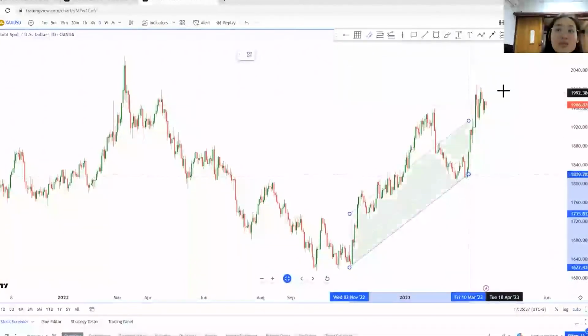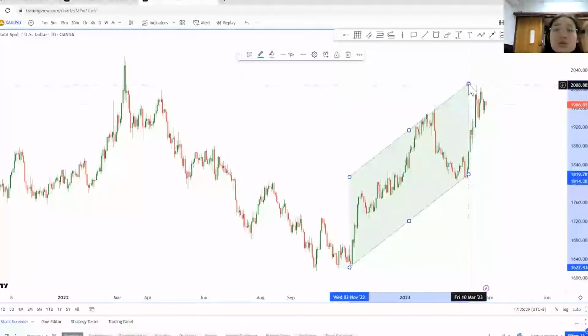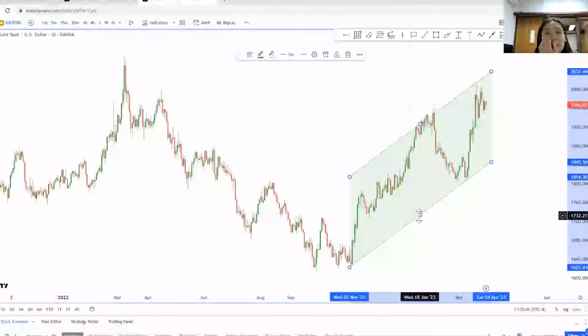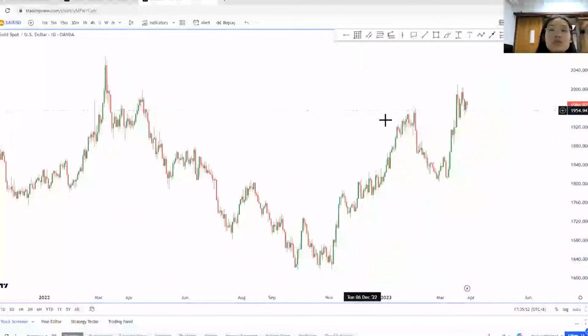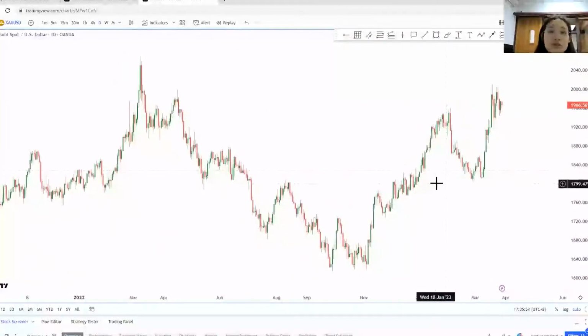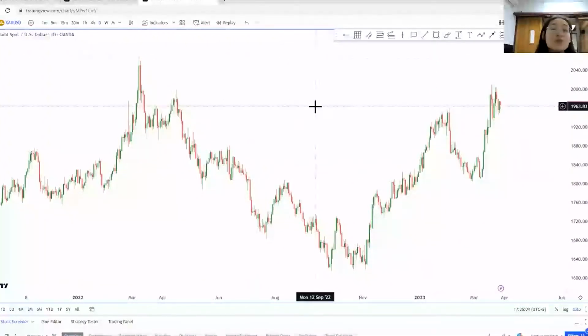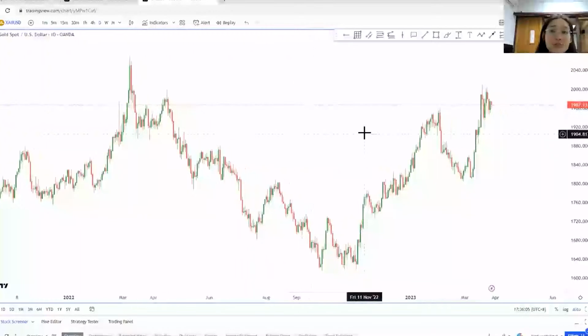Let's see if we have any parallel channels or any trend lines. Okay. So we don't have any of those, but we know that price is moving upwards. So now that we have the general direction of where price is heading towards, let's go ahead and look for support and resistance levels.